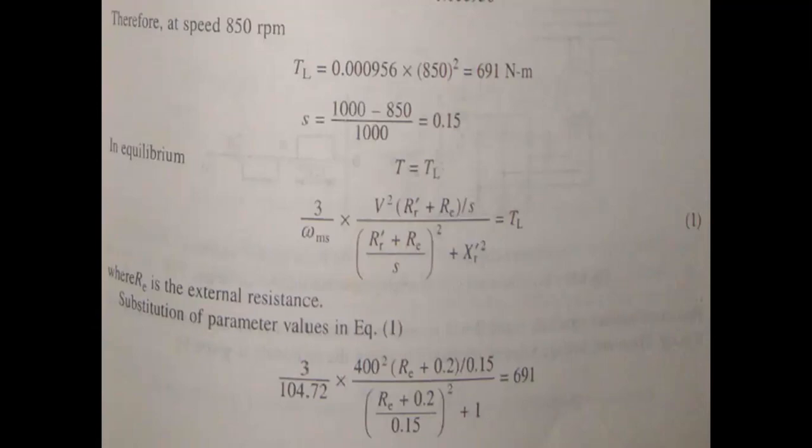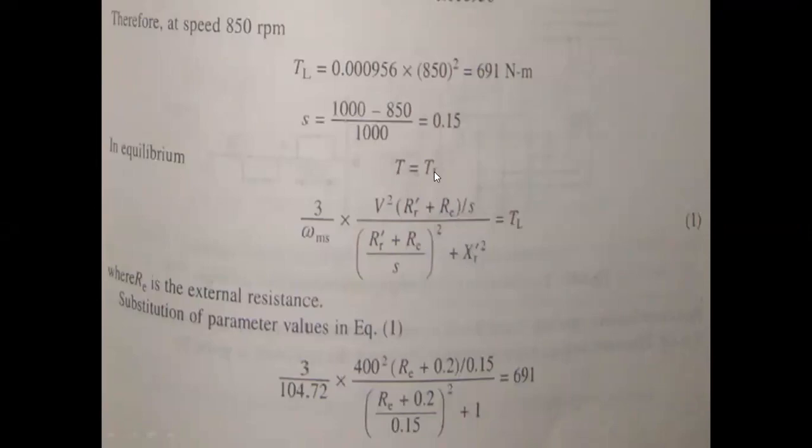So what is the T formula? T is 3 by omega ms, V square, (R_R dash plus R_E) by S, divided by ((R_R dash plus R_E) by S) whole square plus (X_R dash) whole square. We have to find this R_E because this is the extra resistance. Actually the normal formula has R_R dash by S, but we are going to add resistance in order to reduce the speed to 850, so I am taking that external resistance as R_E. So the formula becomes V square into (R_R dash plus R_E) by S, divided by ((R_R dash plus R_E) by S) whole square plus (X_R dash) whole square.